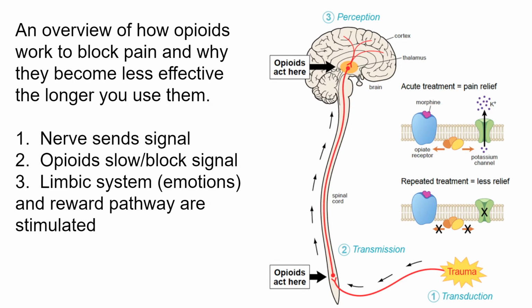So how do they actually work to block pain and why do they become less effective as you use them? This relates back to the nerves. The nerve sends a signal, and the opioids slow or block that signal. And so if you're experiencing some sort of pain and you're able to block it out, why not? It would make you feel better, but that's not a good thing.